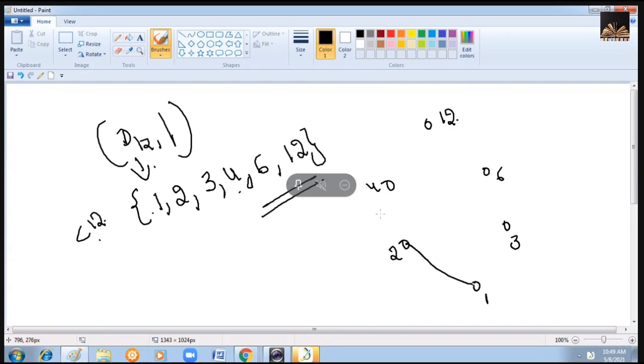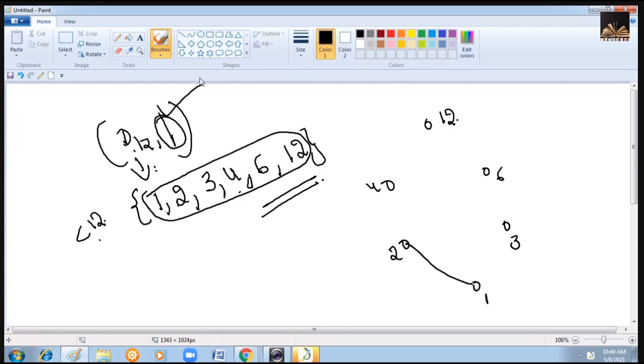So what is the condition to be satisfied? The division condition is to be satisfied. D12 contains the positive integers which are divisors of 12. Now what is the condition to be satisfied in this hash diagram between the vertices? This division operation has to be satisfied.